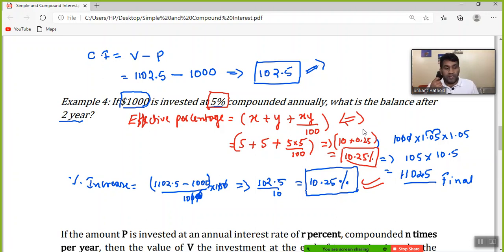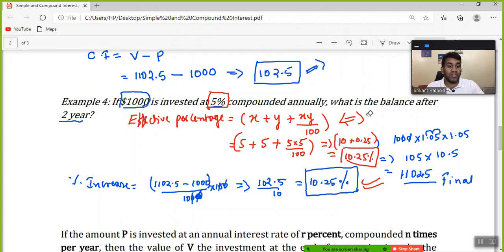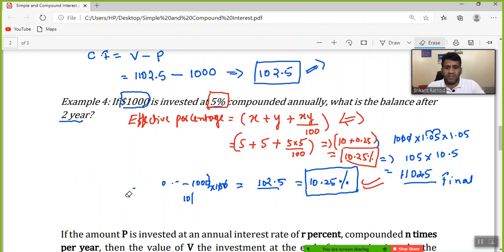But now you may get a question: yes, this is for the 2-year period of time, that's well and good. So what if the number of years or the time increases? In that case, how are we going to do it? I'll show it. If, let's say, with 5% for a time period of 3 years or 4 years, you have to do it in the same way. So there is nothing much changed in this part.